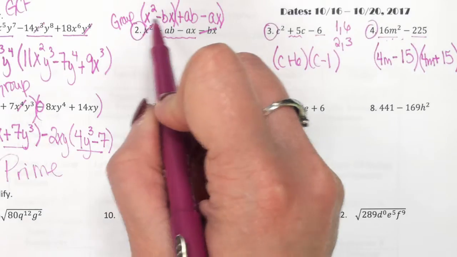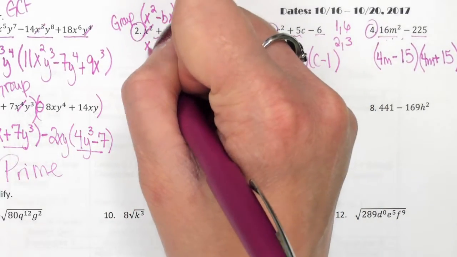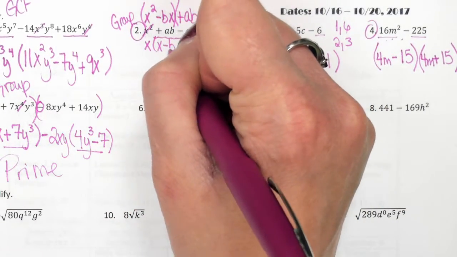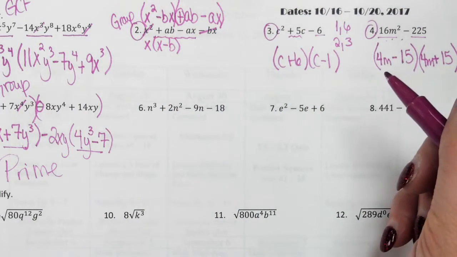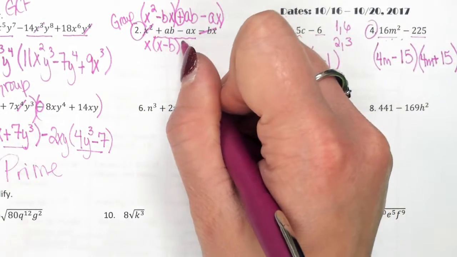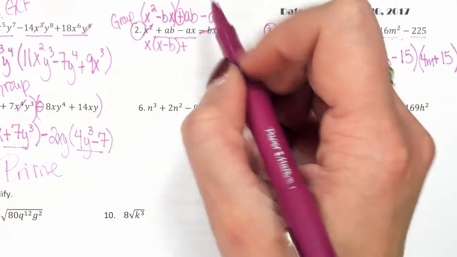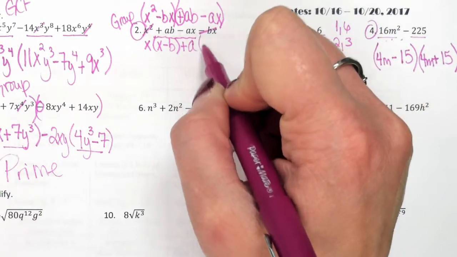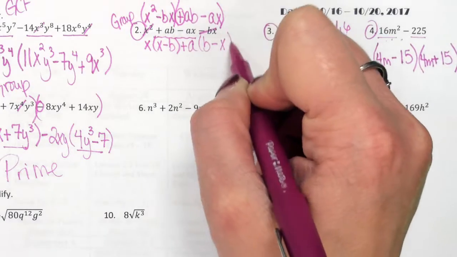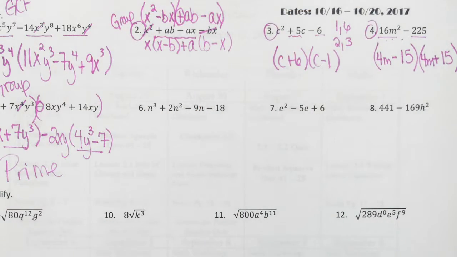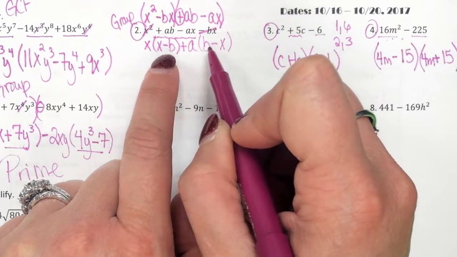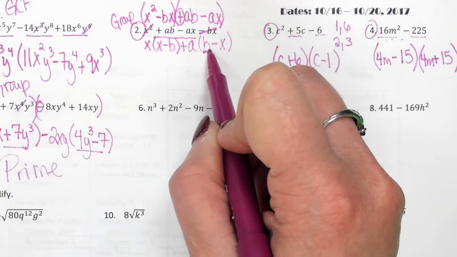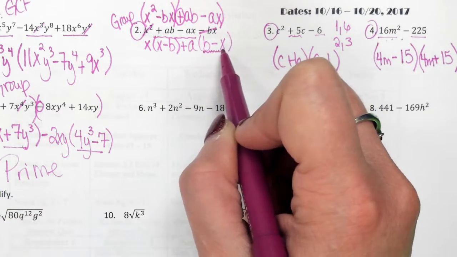Alright, so what do the first two have in common? X leaves me with X minus B. I'm going to bring a plus sign down. And what do the second two have in common? An A. There you go. That leaves me with B minus X. Now, the only problem is they're not in the same order. This is X minus B, and this is B minus X. So I need to rewrite this guy so that they're in the same order.